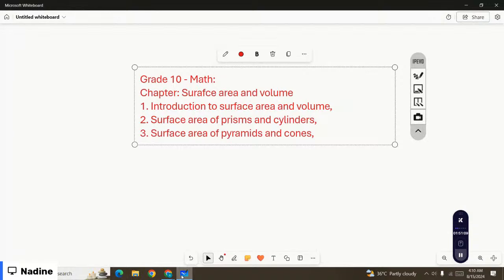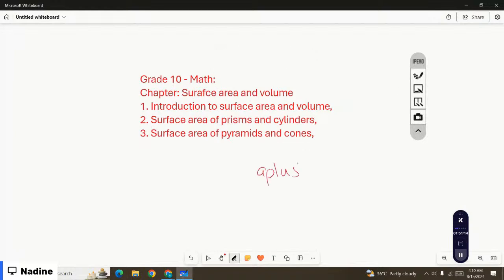We are here for grade 10 math. You can find all the lessons on aplusstudents.com. You have to log in. The password is provided by the teacher. Scroll down to grade 10.